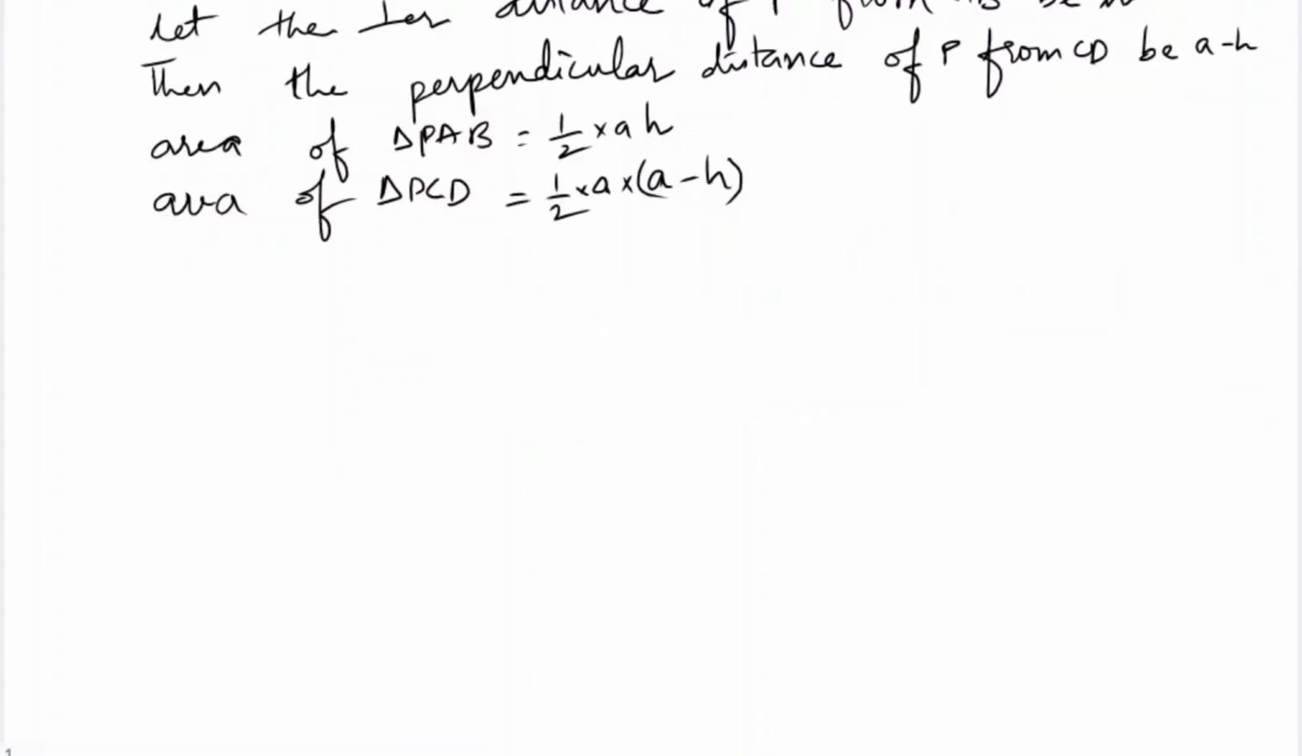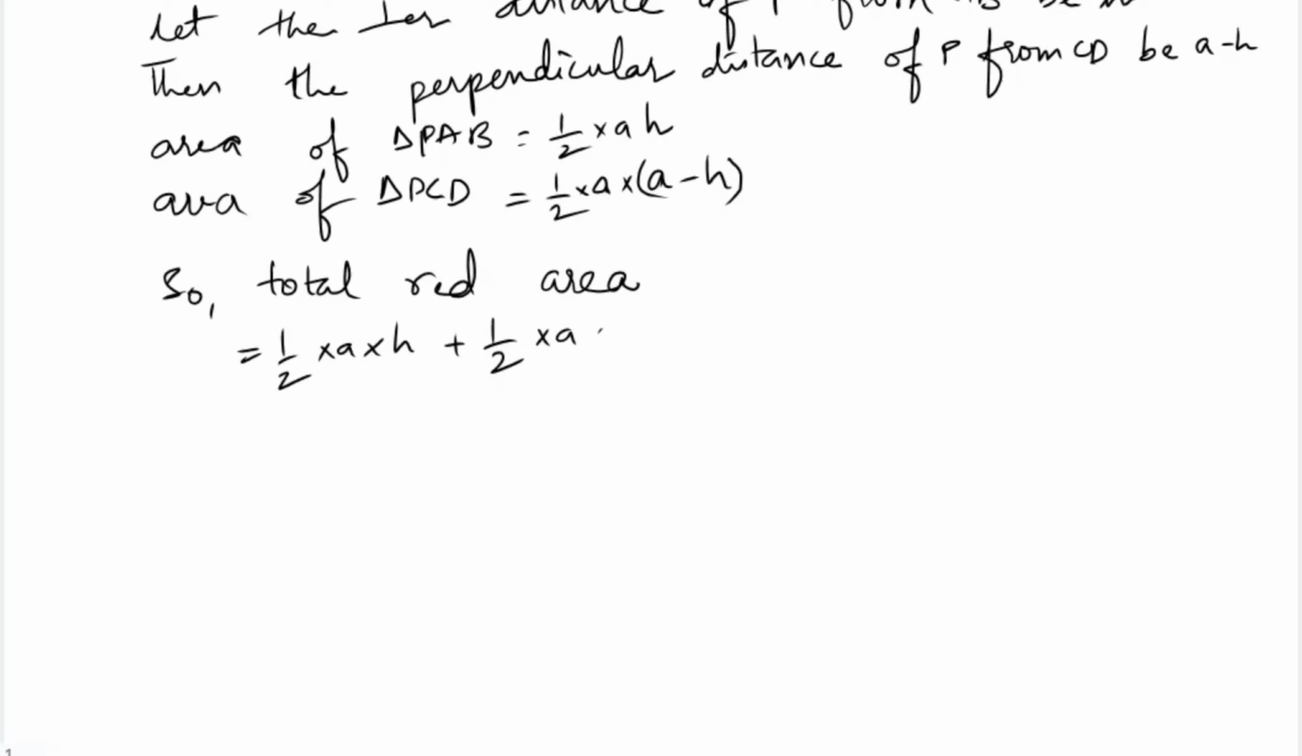Now we need to find the total area of the red region. So total red area, we need to add this: half into a into h plus half into a into a minus h. Here if we take out half and a common, we will get h plus a minus h. So h cancels, so we will get half into a, that is a square over 2. So this is the area.